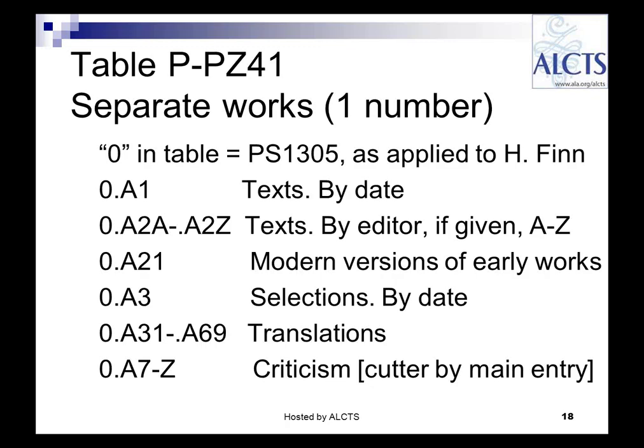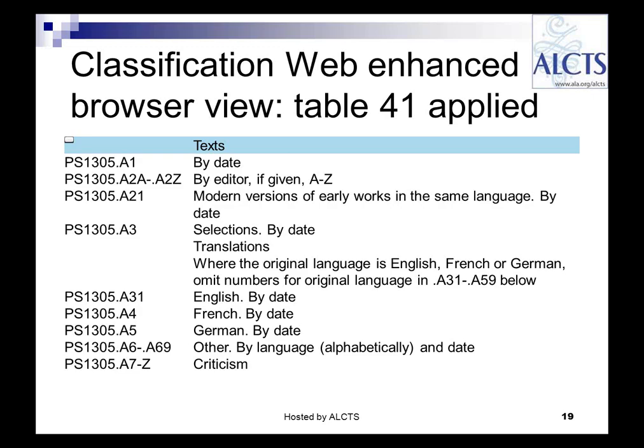Now, this is a little bit confusing, but in the enhanced browser view in Classification Web, the arrangement is much improved, and it will show you exactly how the 1305 number will be constructed with additional cutter numbers.